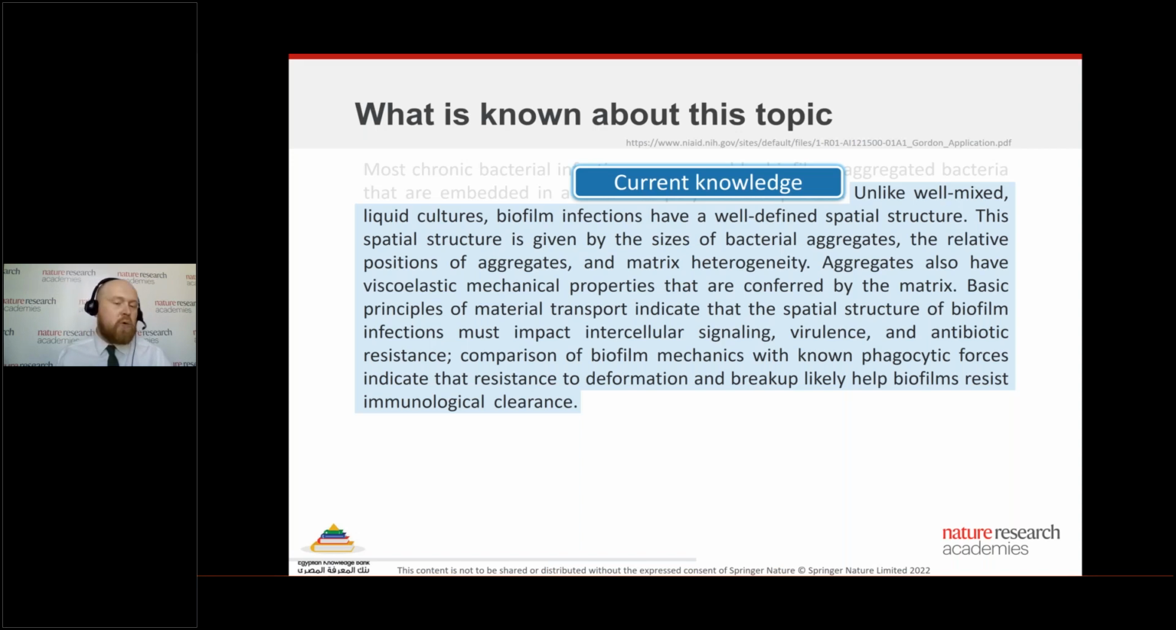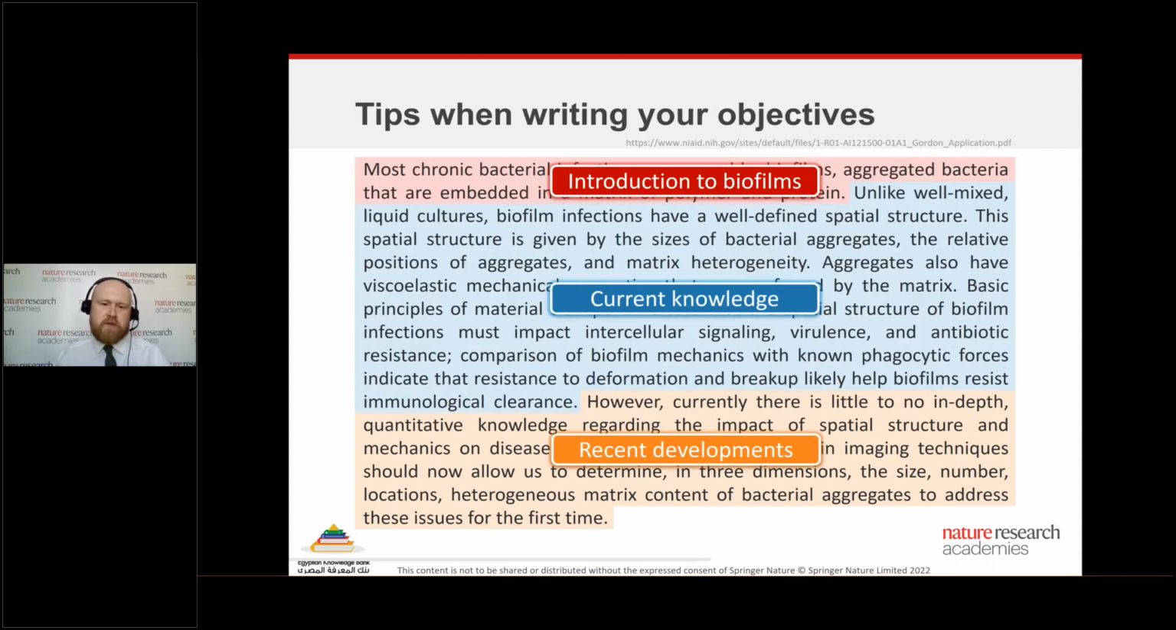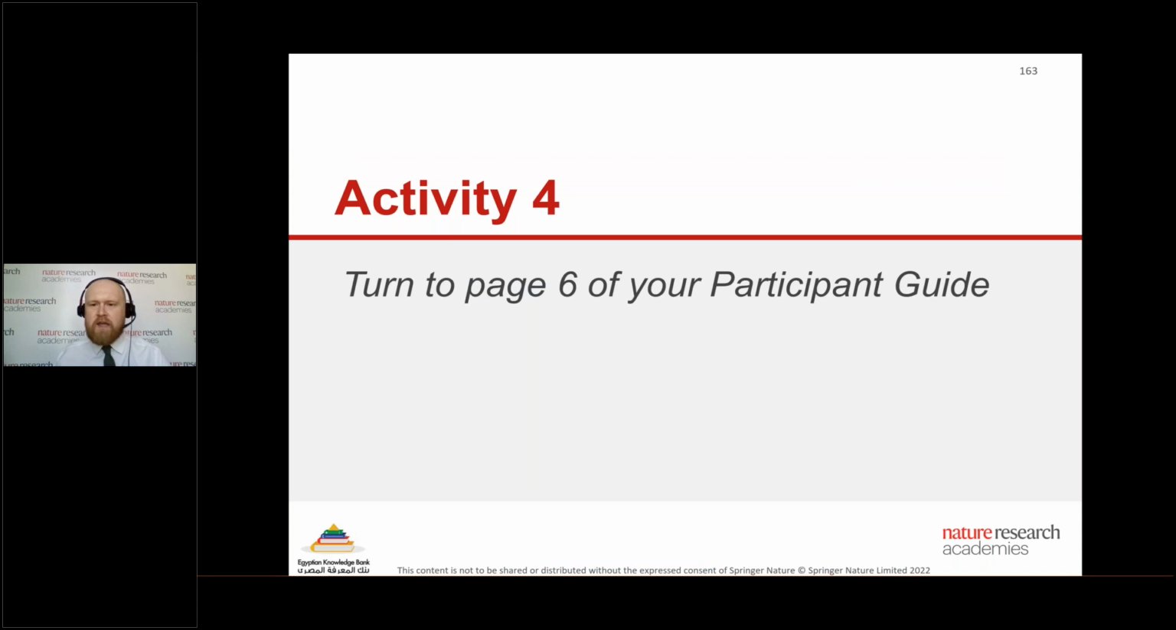But then importantly, we highlight to the reviewer recent developments to overcome limitations. If we highlight recent developments, we're explaining to the reviewer why your objectives haven't been done before. So we're really providing that useful context for the reviewer. Okay, great.